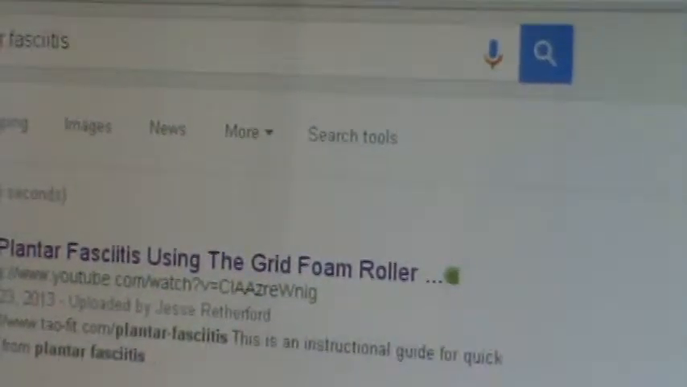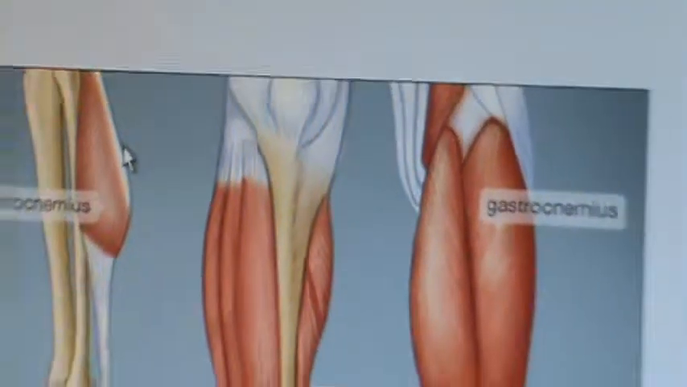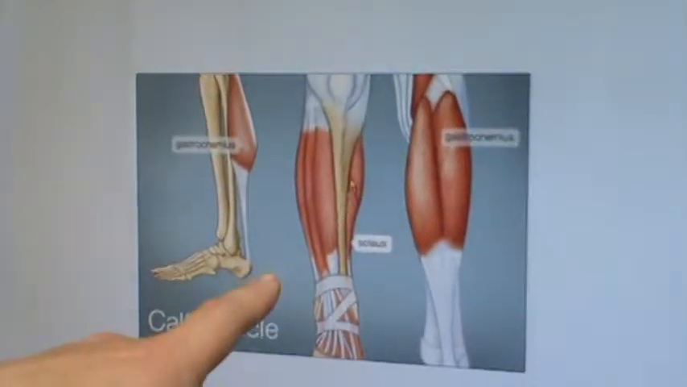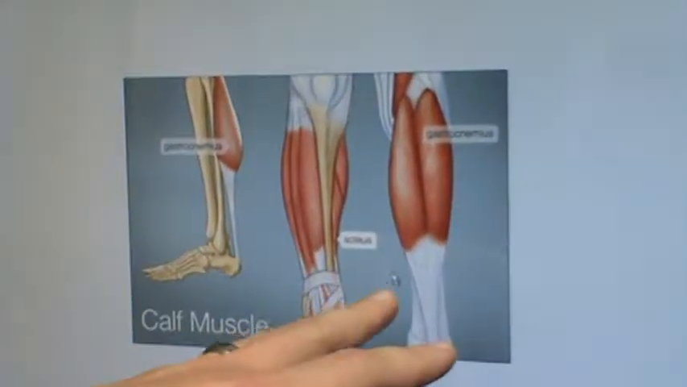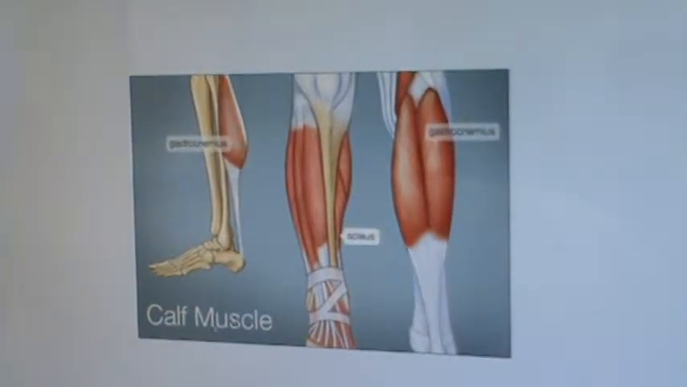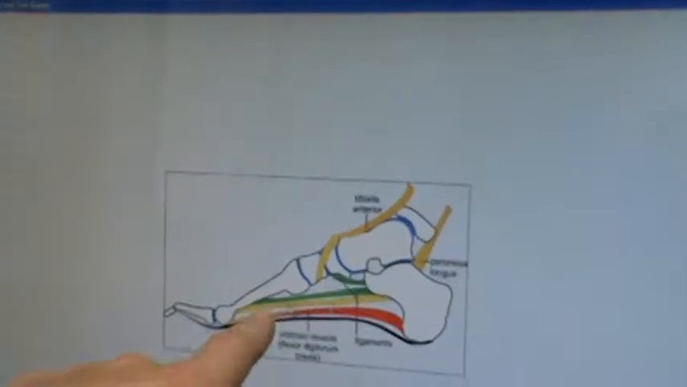So looking at the anatomy again, going back to the calf muscles, this is kind of misleading. There's not one muscle, there's a bunch of them. But you work all these different areas. You could find a different picture and learn the anatomy further if you want to. But let's look at the next step for breaking up the adhesions.